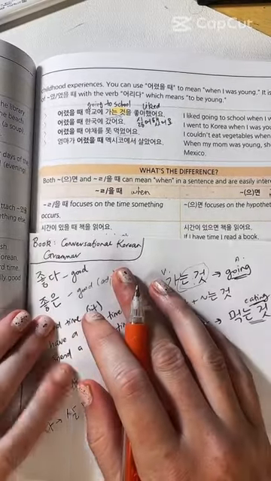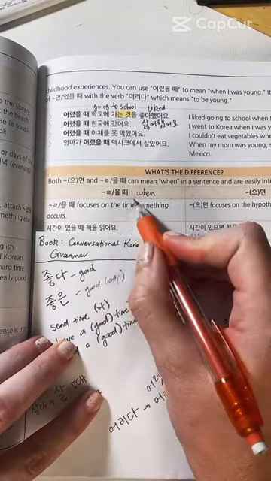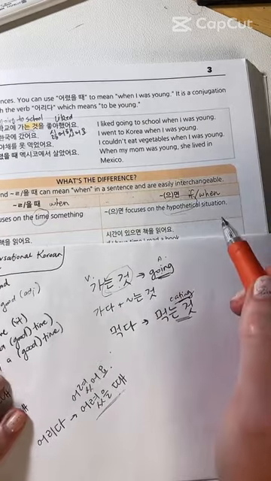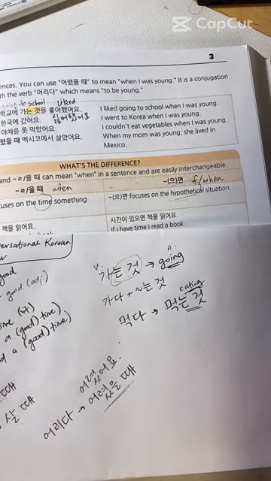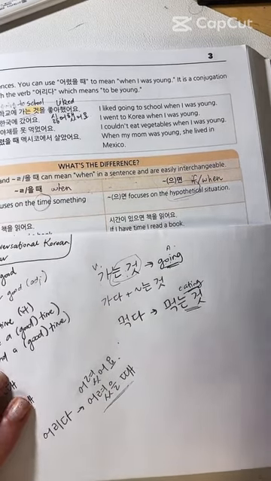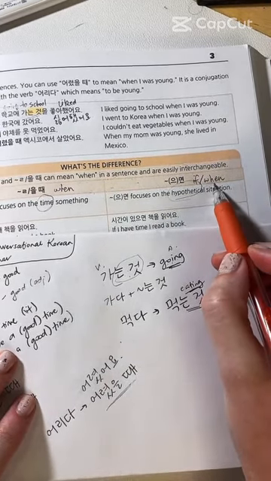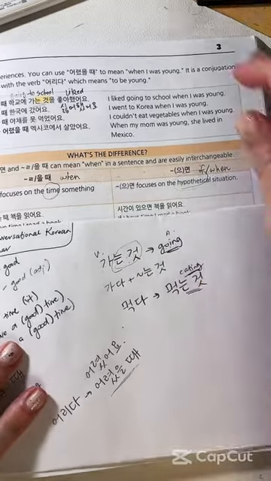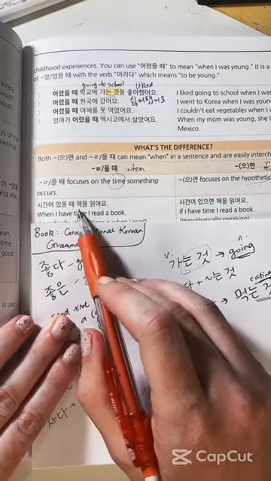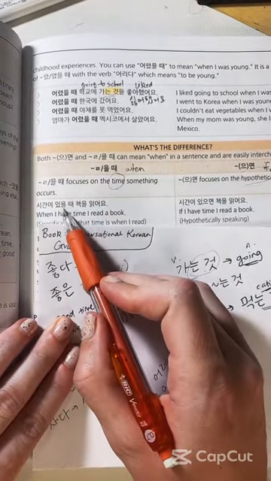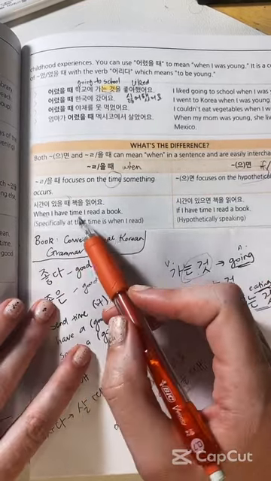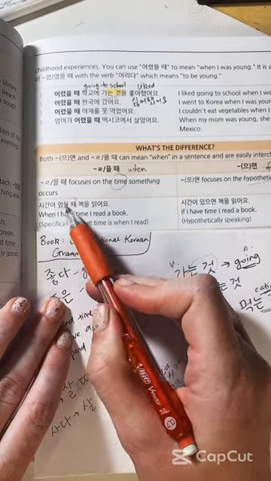So 을 때 focuses on the time. It's a bit more concrete. And 으면 focuses on the hypothetical situation. So 으면 generally is slightly less concrete feeling, slightly more suppositional, if something happens. But it can be used a lot of the time to mean when as well, depending on context. So for example, 시간이 있을 때 책을 읽어요. This is using 을 때 form. When I have time, I read a book. Specifically, at the time when I am free, that is when I read a book.